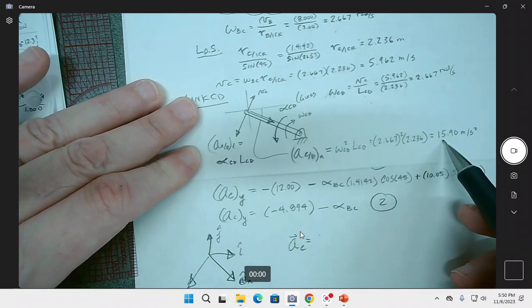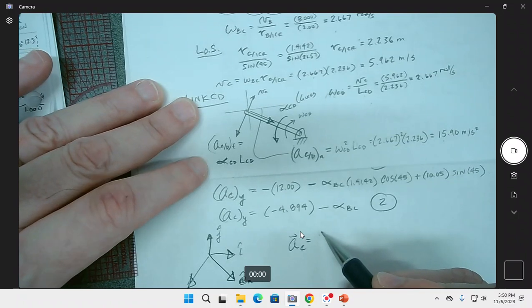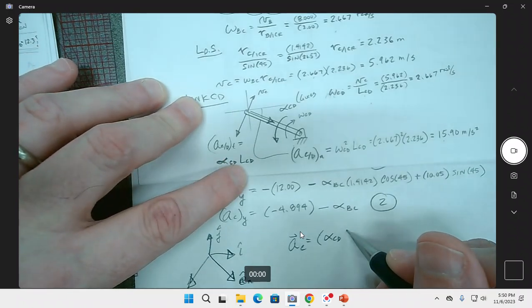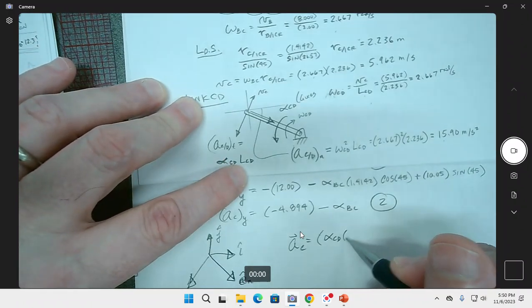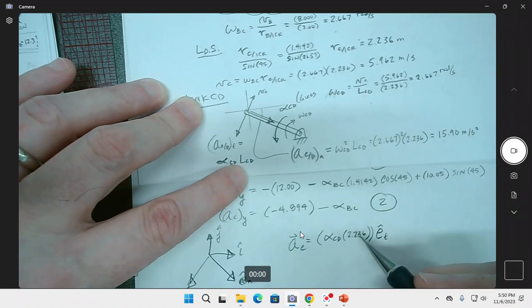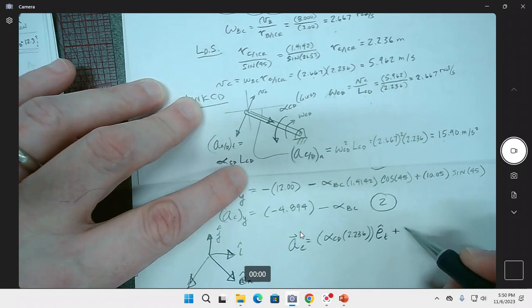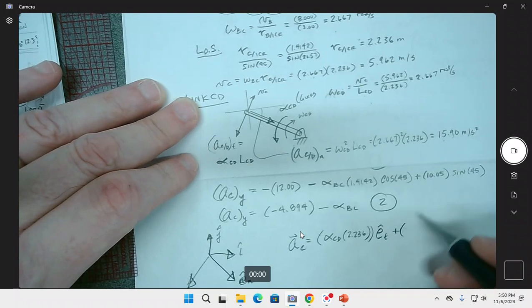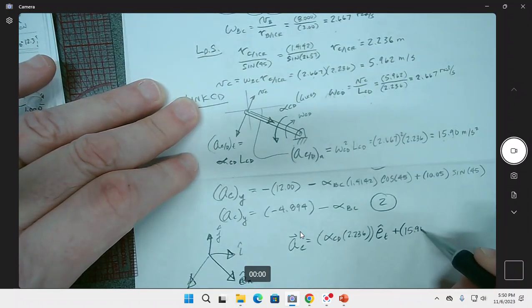Writing up for here in the tangential direction, we'd have alpha CD times LCD, which is 2.236 et. And that's the positive direction as drawn right there. And then plus, we would have 15.9 en.